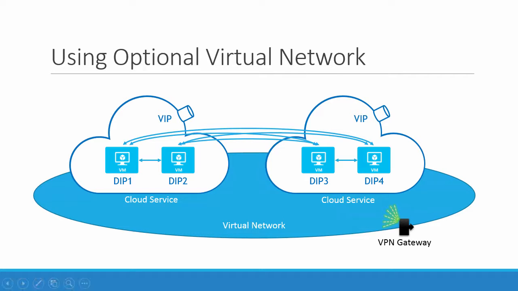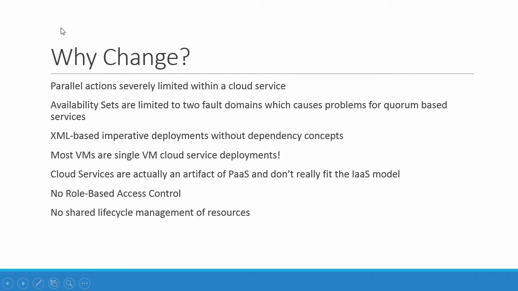So why do I even want to think about changing? What's not great about this? If you've ever tried to do more than one thing at once, you'll find you're very limited. Parallel actions really don't exist. If you try and start a VM in a cloud service and then try and start another VM, it will error. It will basically say, hey, there's current locks going on. I can't do anything else. So parallel activities are severely limited.